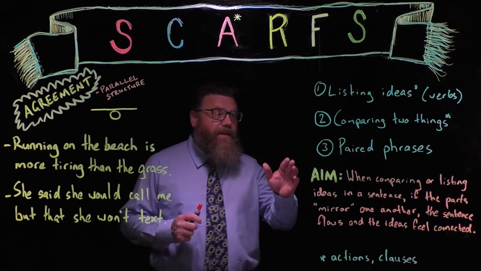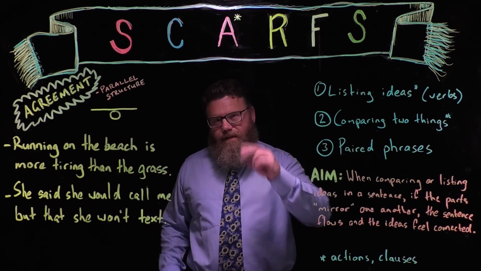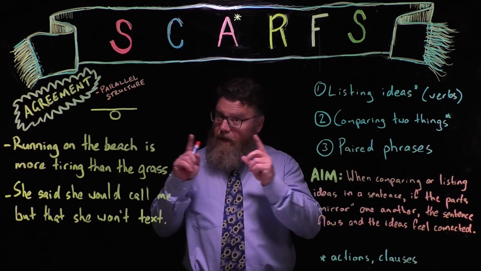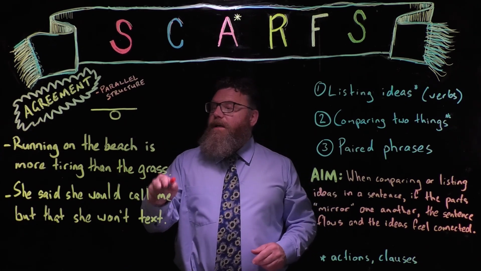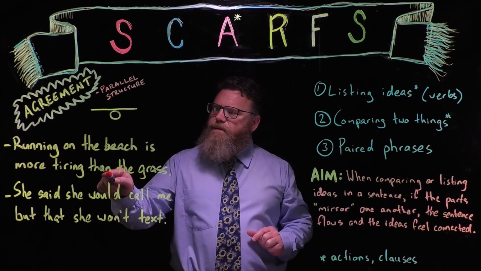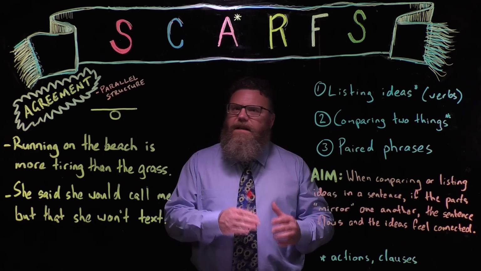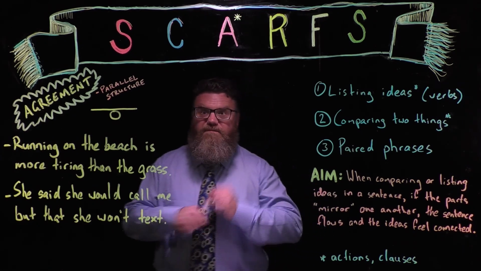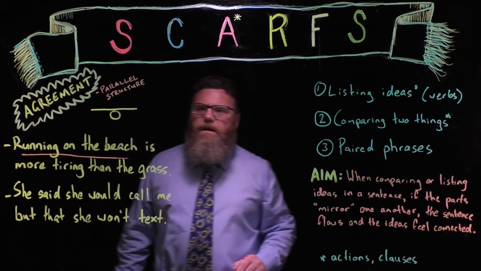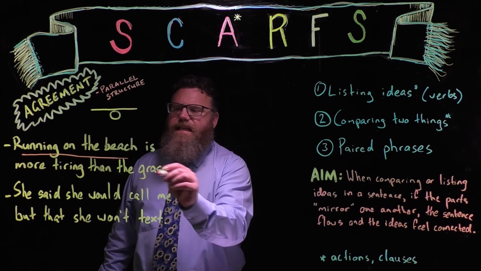Okay, so the second area is when we're comparing not items within a list within our sentence, but two things within a sentence, and we still want that parallel structure, otherwise it can sound a bit off, and I'll show you what I mean. Running on the beach is more tiring than the grass. The reason this sounds a little bit off is because what comes before our comparing word, than, and what comes after, they don't match in terms of their grammatical structure. What are we comparing? We're comparing running on the beach to running on the grass. Okay, that's really what we're comparing, but it just says the grass.